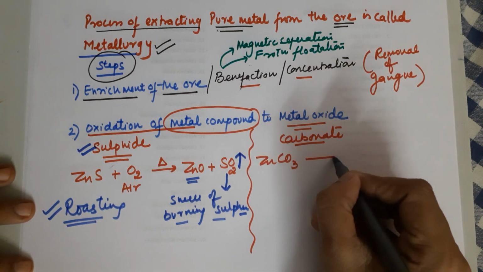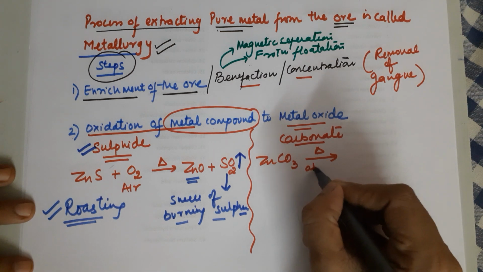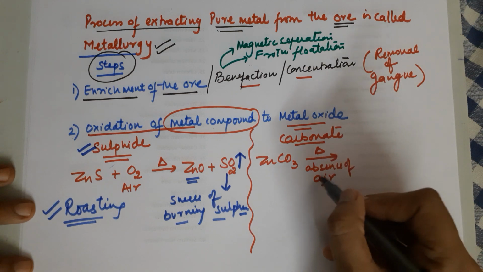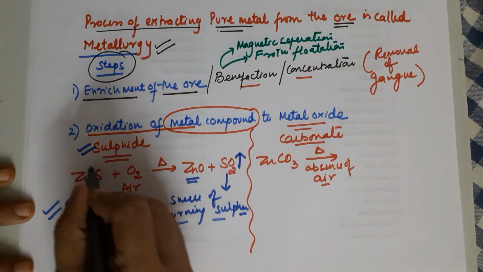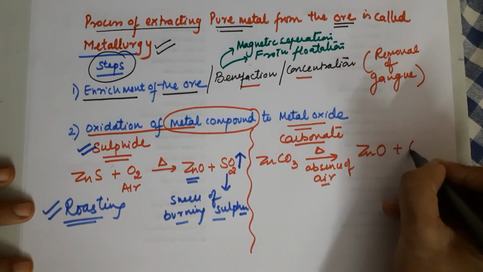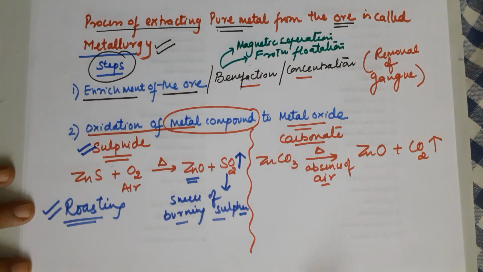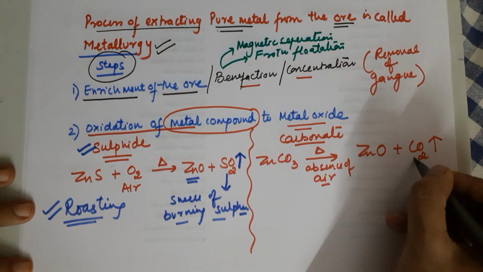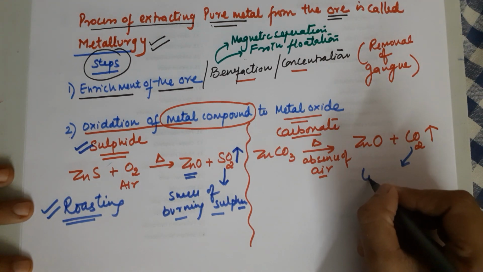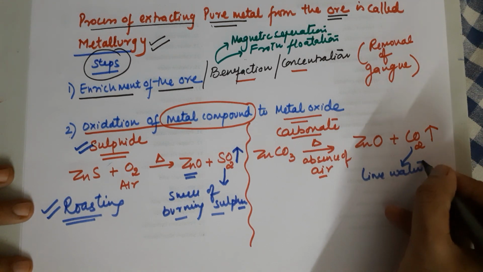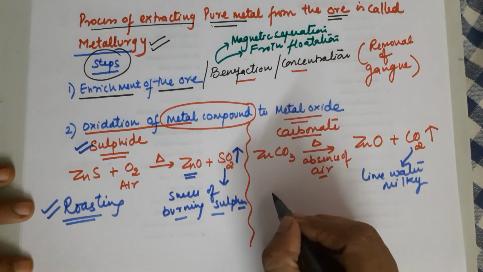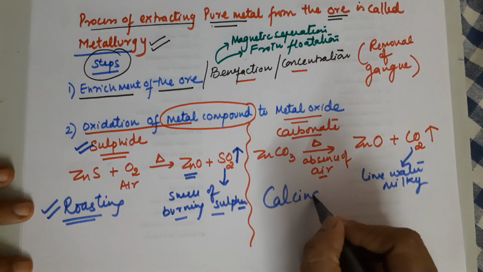In this case, you will only heat in the absence of air. So there's a difference. Here you only heat, there's no air, while in this sulfide ores you were to heat in the presence of oxygen. If you heat it, you end up in zinc oxide, and the byproduct is going to be your carbon dioxide. This carbon dioxide, can you test it? Can you identify the gas? Yes, you can. It will turn your lime water milky. That is just a piece of information. So in this case, this method is called as calcination.